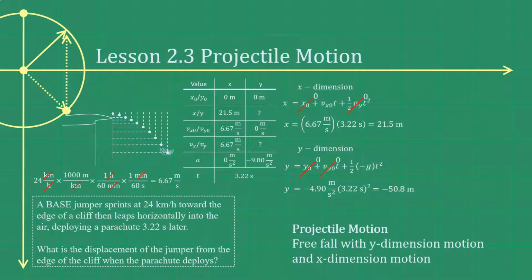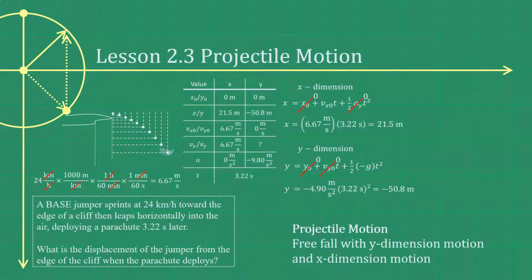Notice that that negative sign carries along. Would we expect that? Was my y position meant to be negative? Well, of course it was. It was below where I started. So I'm just going to go ahead and plug that into my table, and now I have everything I need to find the displacement of the jumper when the parachute deploys.